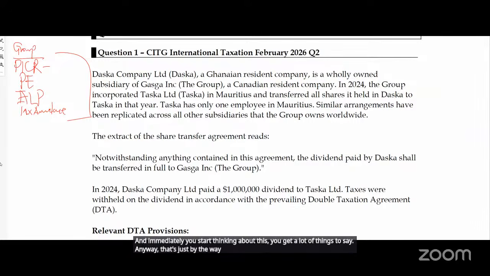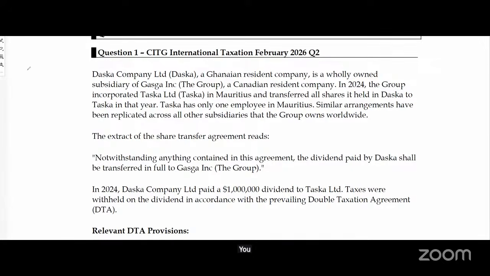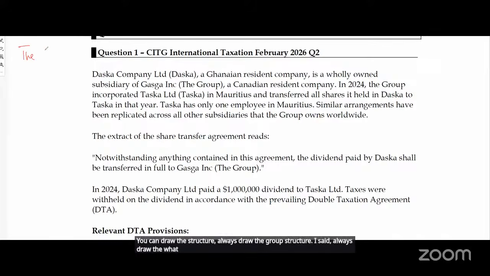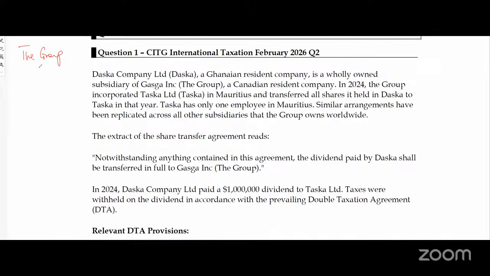So far as they are saying who is owned by who, you can draw the structure. Always draw the group structure. So the group owns 100% of Daska, and Daska is located in Ghana. Now it is telling us that the group is in Canada.